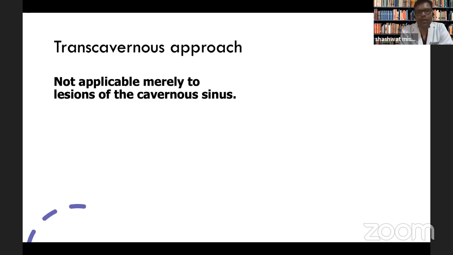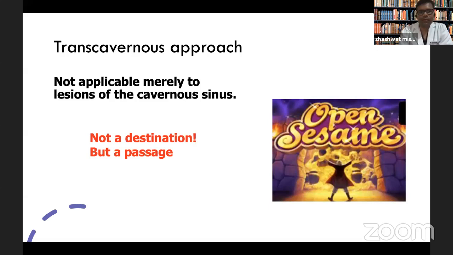As Dr. Krish says, it is not a destination, but a passage. It is kind of, as we see in the Arabian fable, where there was an "open sesame," a buzzword which opened the gates to the darkest of caves. So for me, this is like the same thing.